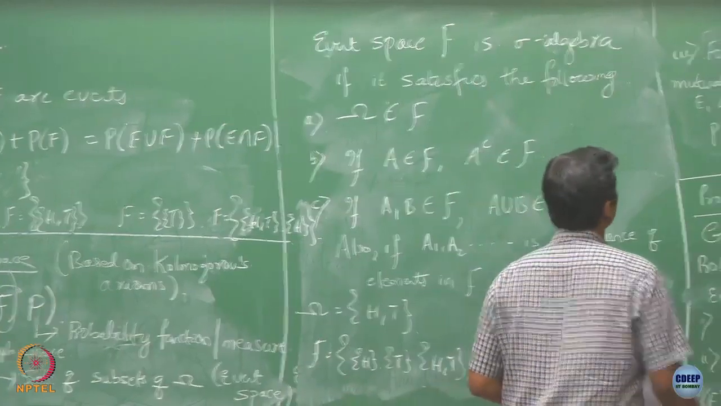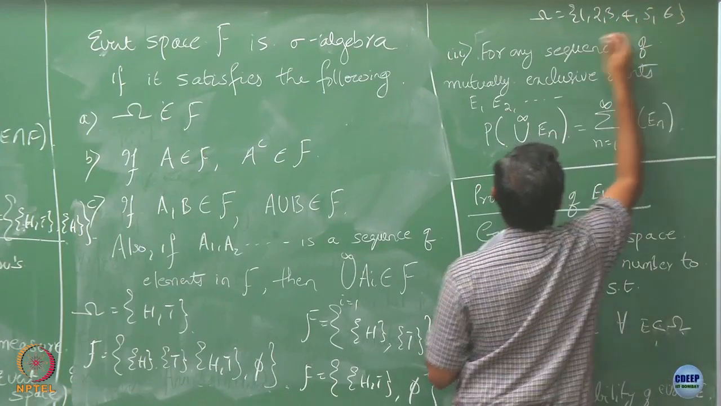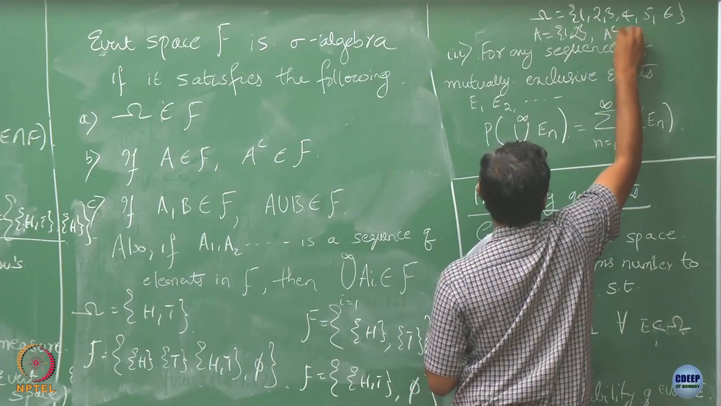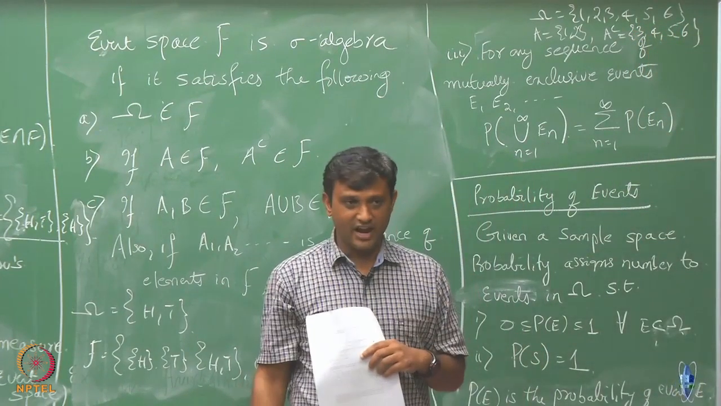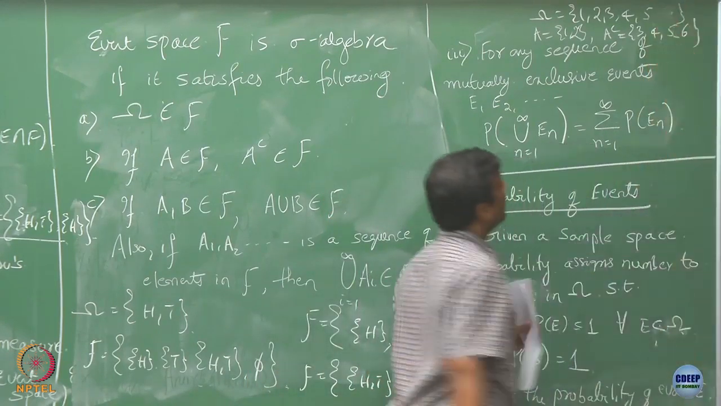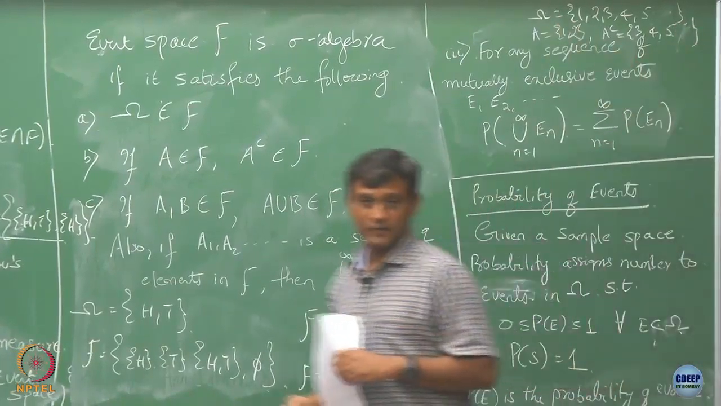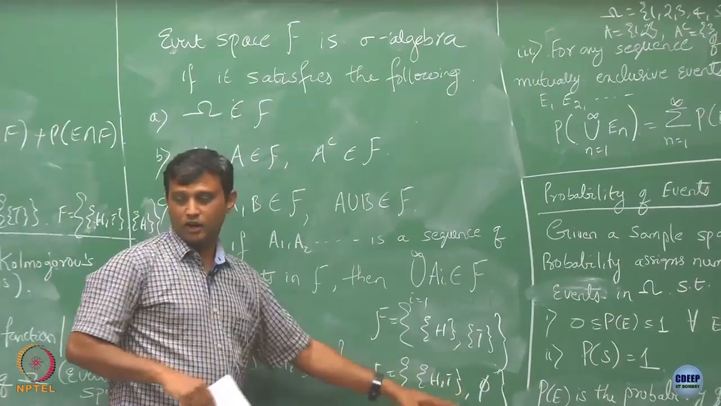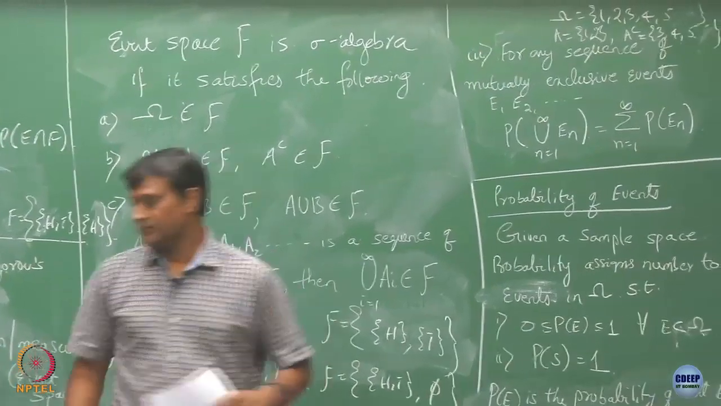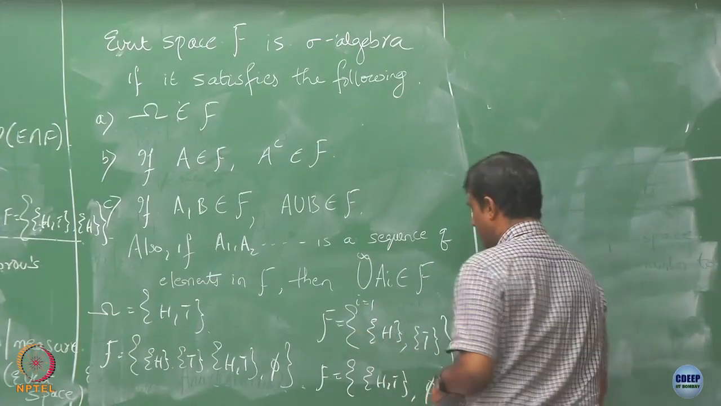So when I say omega equals 1, 2, 3, 4, 5, 6, and let us say A equals 1, 2, what is A complement? 3, 4, 5, 6. Suppose now I redefine my omega to be just 1, 2, 3, 4, 5. If I take A to be 1, 2, what is the complement? Just this. So my complementation is always with respect to whatever omega I am talking about. If my omega changes, my complement can also change. And here that's the exact thing: my complementation is with respect to my event space.